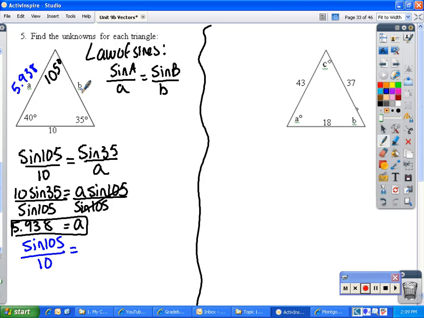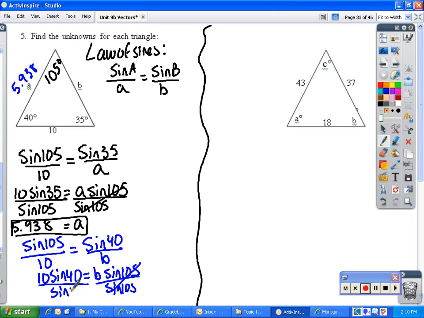And now to get B, I need to use the angle opposite B, which is the sine of 40 over B. Same process, we're going to cross multiply. 10 sine 40 equals B sine 105. Divide by sine of 105. And we get that B equals, I'm going to type it all in my calculator, 10 sine 40, close your parentheses, divided by sine of 105. And we end up that B is 6.654. Alright, this is A and B from the triangle on the left.